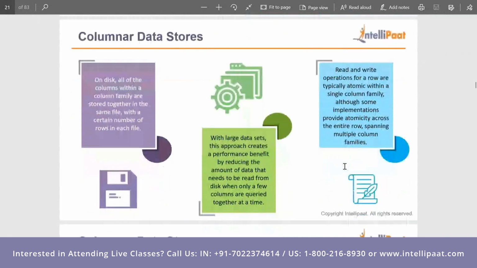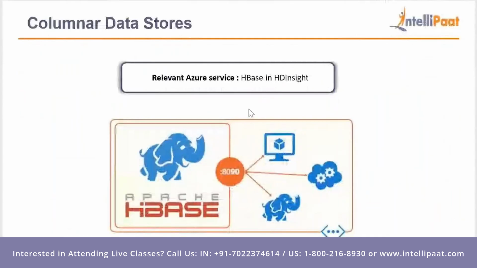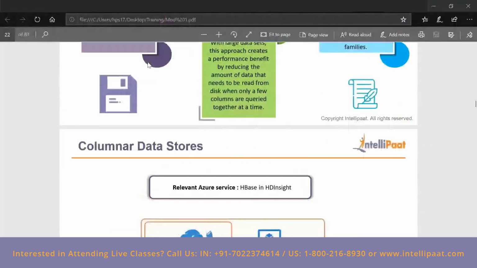And you're asking for the relevant one, then it is Azure HBase in HD Insight. So HD Insight is something which is used to query your big data. In that we have a database called HBase. So that is basically your column data store. And what is HD Insight? HD Insight is basically an application that will help you connect to your big data. It is a platform on Azure for big data.